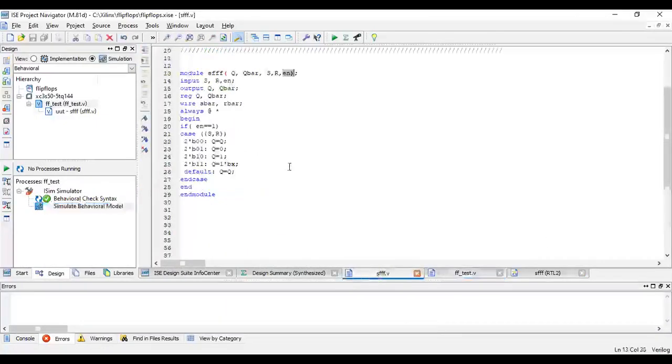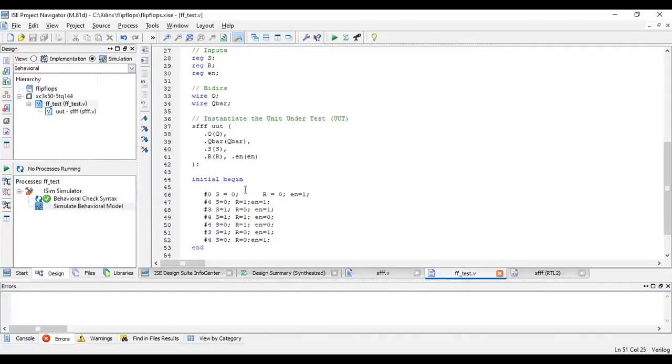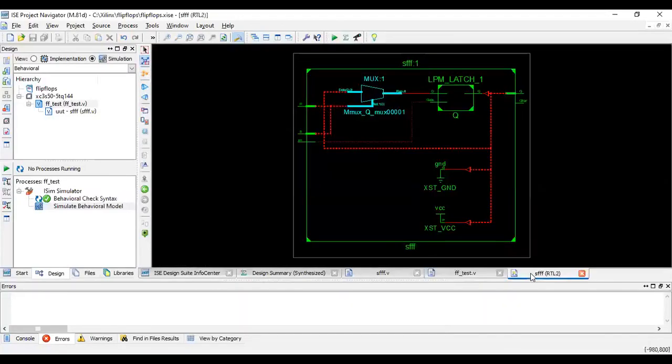Now I have the SR latch over here. Then let us see the test bench for SR latch. So here I have the test bench for SR latch with enable. So it is a gated SR flip-flop. It is converted into a gated SR flip-flop. Now if I generate the RTL view, so I've generated the RTL view.